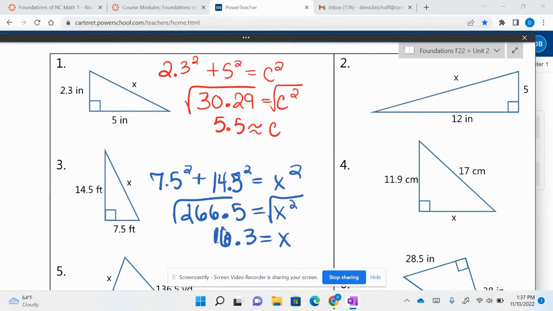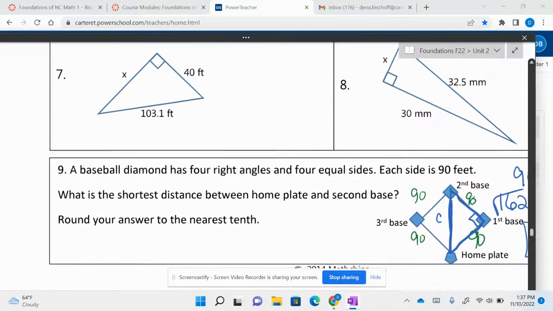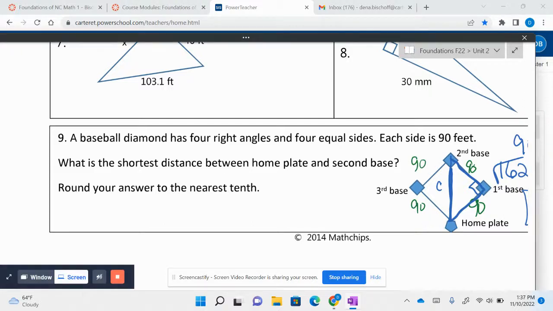Equals x. My pen is starting to die. I've got to quit our notes pretty quickly. Oh, I didn't even erase that. Let me erase that really fast.